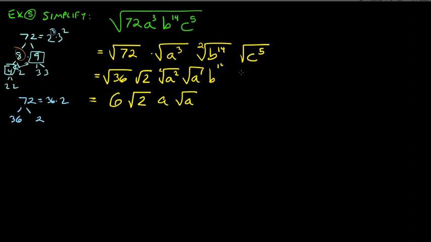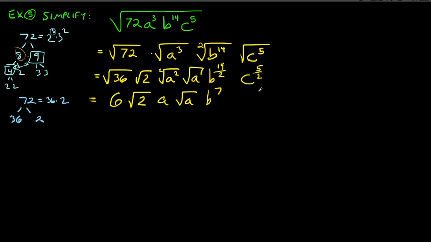Sorry, let me try that again. 14 divided by 2. But 14 divided by 2 is 7. Right? It's a whole number. So we're good there. Now if we do the same thing here, we get c to the 5 divided by 2, which doesn't divide evenly.